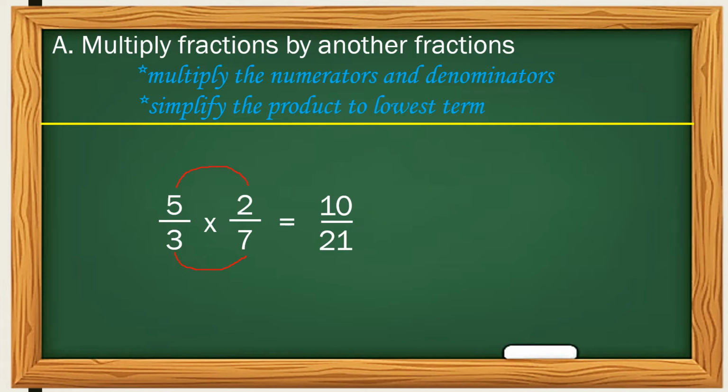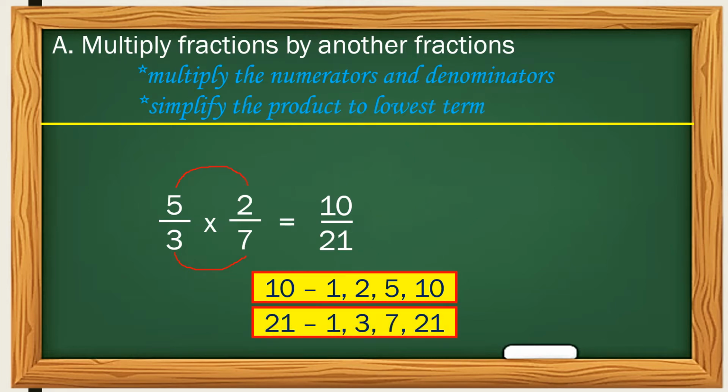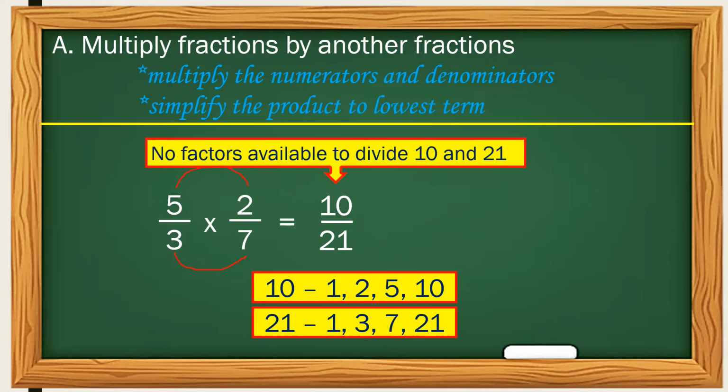Simplify the product to lowest term by getting the GCF of 10 and 21. So we're going to list down the factors of 10. Meron tayong 1, 2, 5, and 10. Factors ng 21, meron tayong 1, 3, 7, and 21. So tingnan natin kung may common na factors sa kanilang dalawa. So as usual, wala silang common factors. So no factors available to divide 10 and 21. So the final answer is 10 over 21.